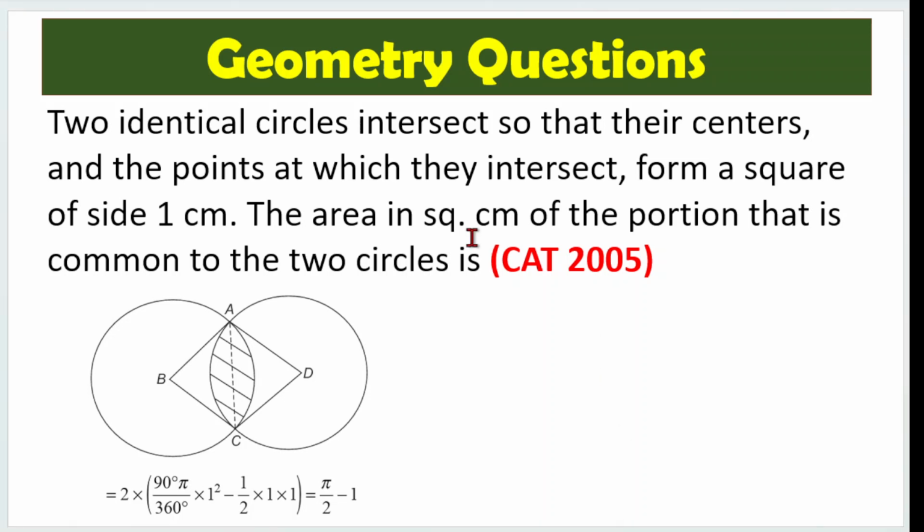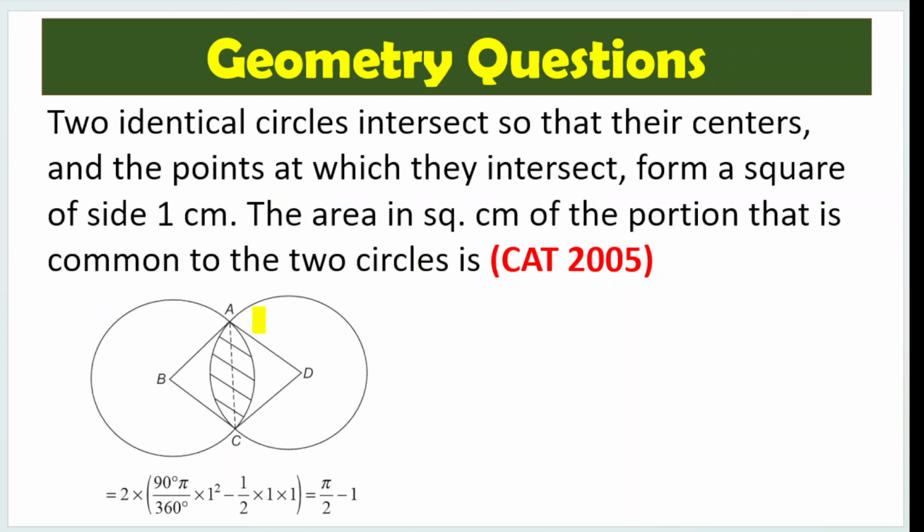In this problem, we are given two identical circles. Identical circles means the radii are the same, right? Their centers and the points at which they intersect form a square of side 1 centimeter. The area in square centimeters of the portion that is common to the two circles is, what is that area?